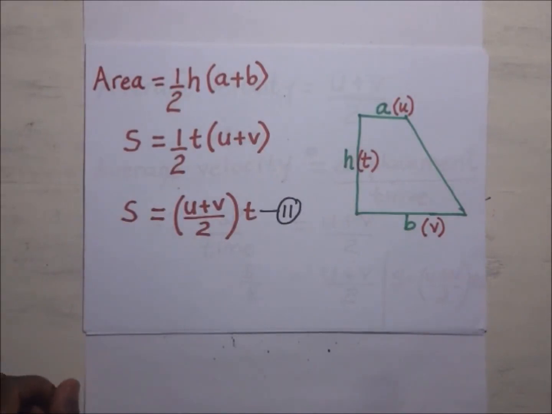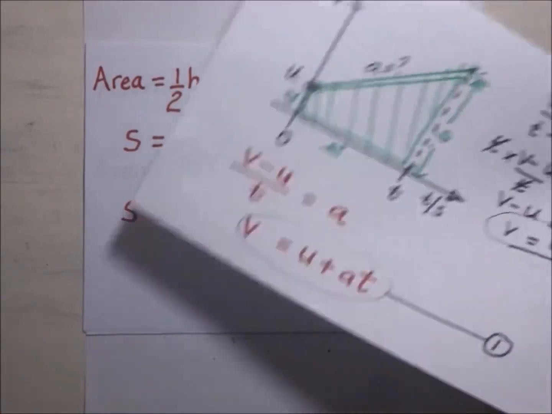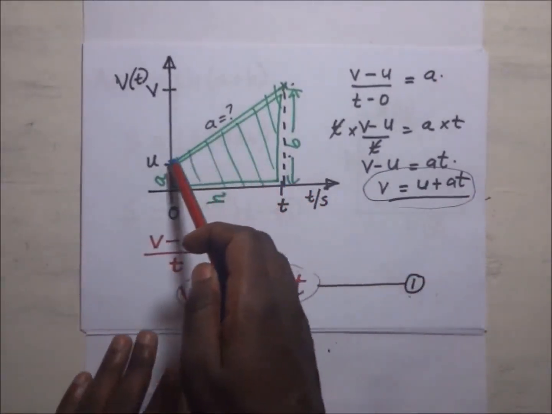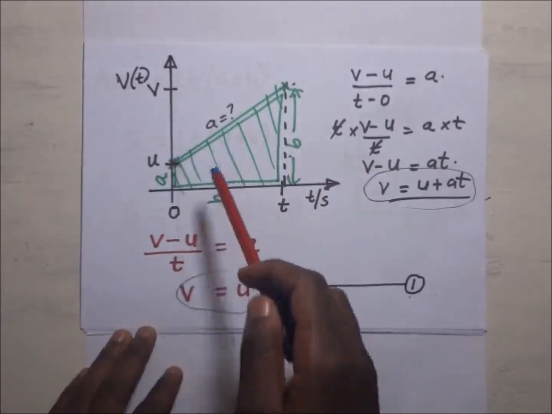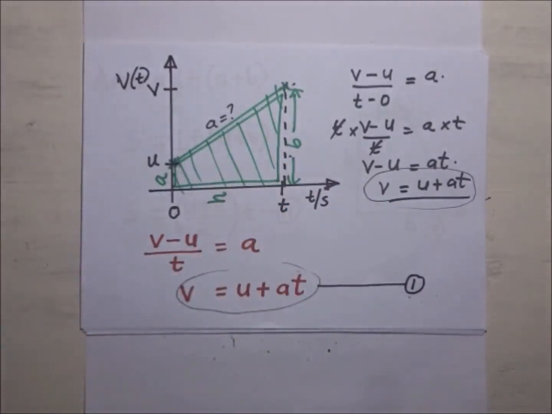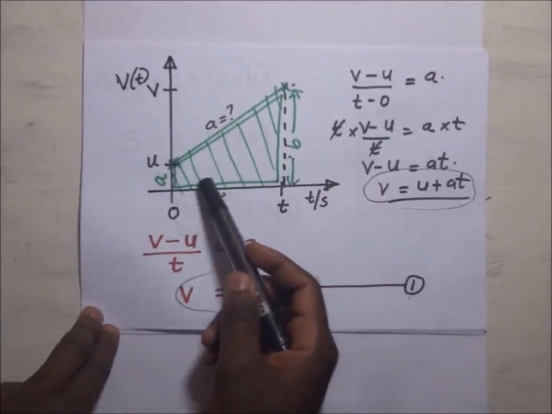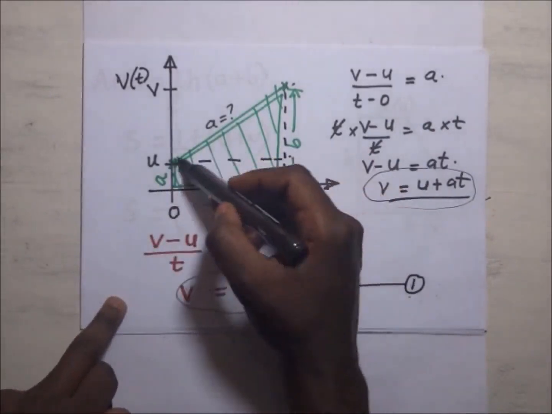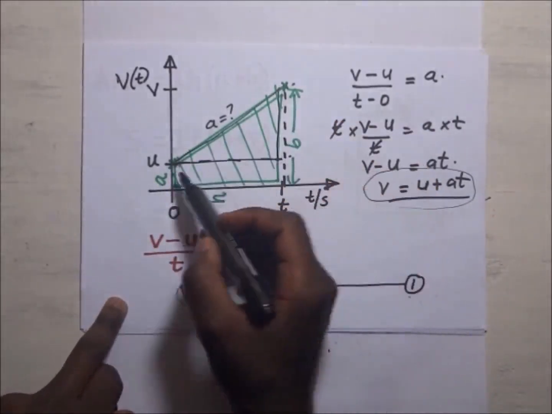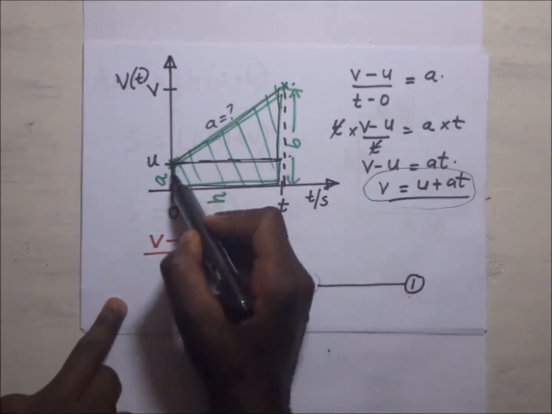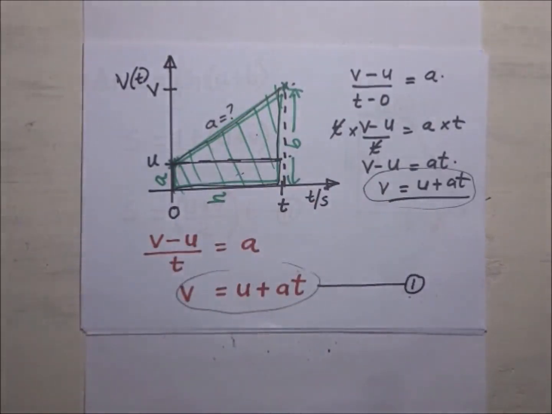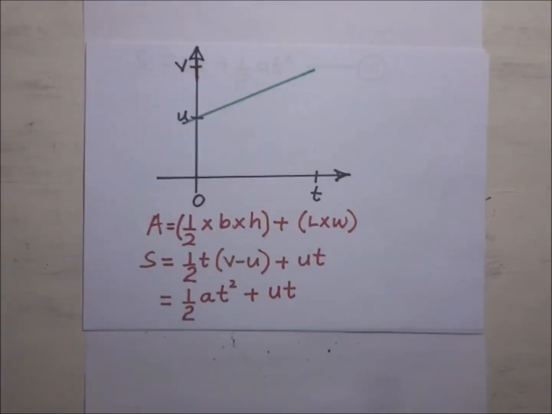Now, for our third equation of motion, we are still going to consider this very graph. We are still going to try and find the area under this graph, but this time, instead of finding the area as a trapezium, we are going to divide this area into two. And so we are going to get the area of this triangle, and we add that area to that rectangle. And then when we add the two areas, we are going to get an expression that is going to give us our third equation of motion. So here is how we are going to do it.